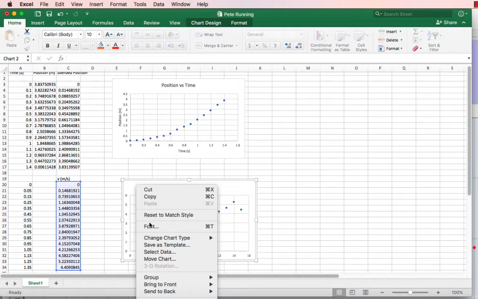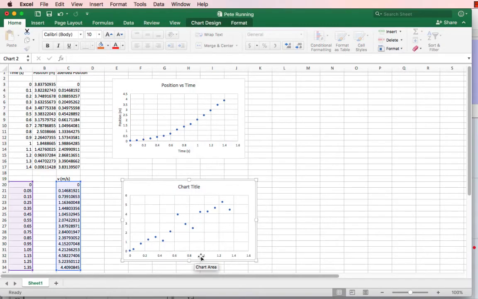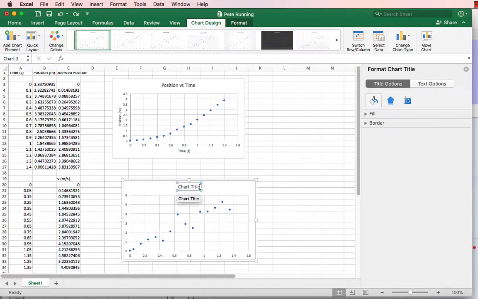So I right-click here, select data, and again, copy this column over, but change it to column A. And now I can see I have time in seconds. I can change the chart title to speed versus time.